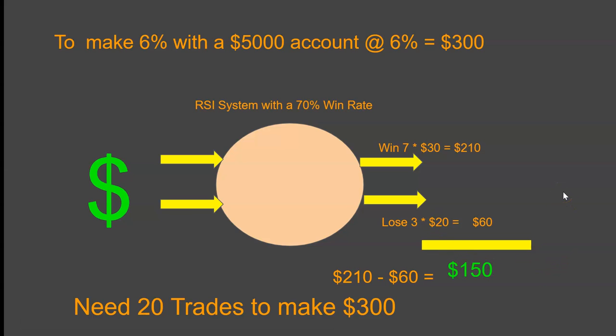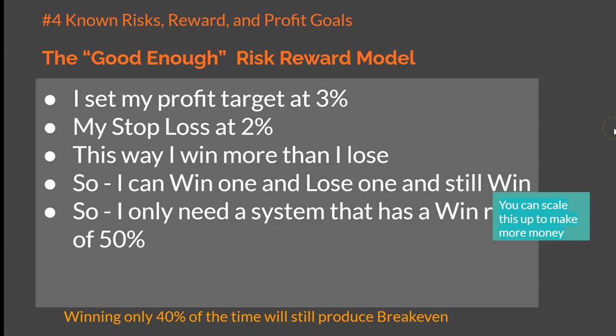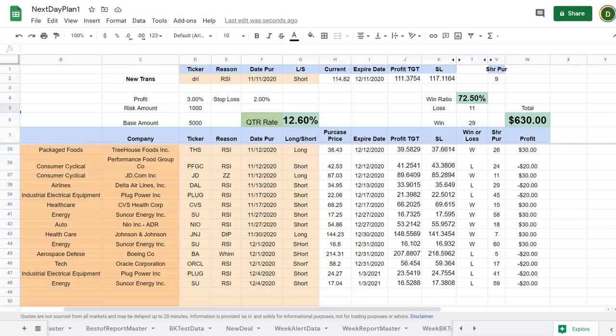And so I need at least 20 trades to make that $300, but you'll see that I'm doing a lot more trades. I want to remind you that I usually set my profit target at 3%, my stop loss is at 2%, and this way, if I only win half of my trades, I still will win a little money. This is a spreadsheet that I use to track my trades and my predictions.